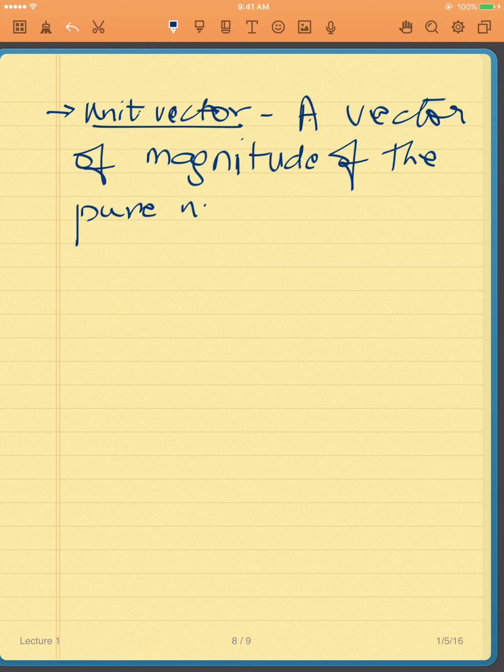Don't worry too much about what the pure number 1 means. This is just a very conventional definition. But if the magnitude of a vector is 1, then it's called a unit vector. There is a way of taking any vector and finding its unit vector in a set direction. So the common way of doing that is the following.